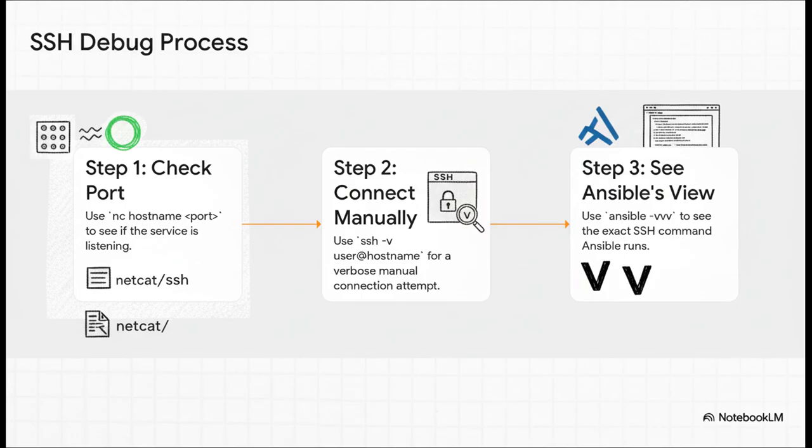First, use a tool like Netcat just to see if the port is even open. Is anyone listening? If so, great. Next, try to connect manually with SSH in verbose mode, completely outside of Ansible. And if that works, then it's time to see what Ansible is doing by running it with 3 Vs. This shows you the exact command it's trying to use, which you can then copy, paste, and debug yourself.